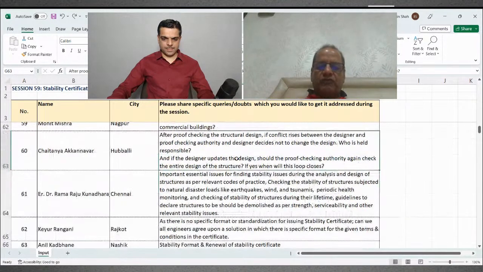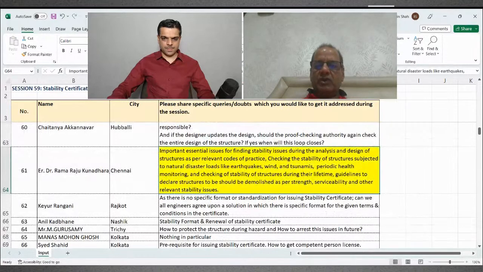Important essential issues for finding stability issues during the analysis and design of structures: program, code of practice, checking of natural disasters, periodic health monitoring, checking. So declare a structure to be demolished.